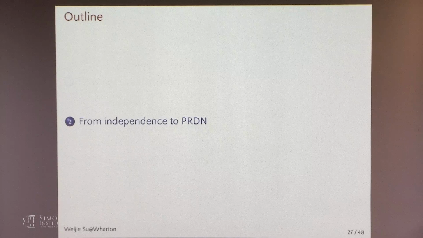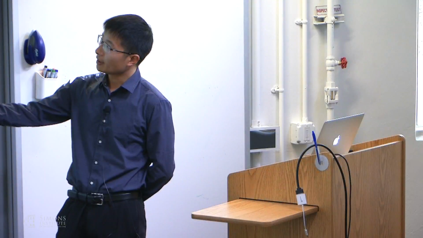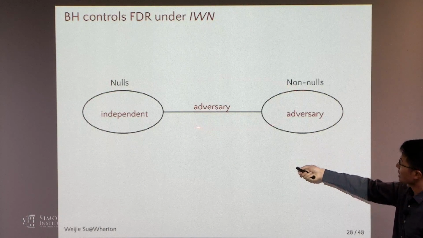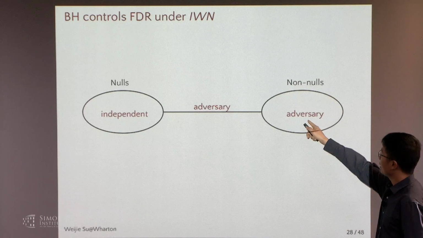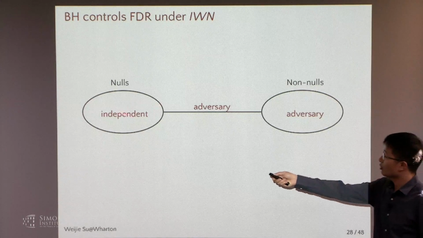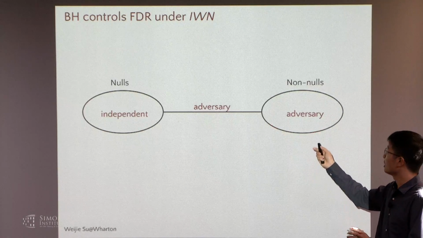So now let's go to the second part. What we have done so far is that if we are happy to lose a constant, then we control FDR in this case. As long as the nulls are independent of each other, and between nulls and non-nulls can be adversarial, and even within the non-nulls can be arbitrary and adversarial, in this case we control FDR. So it's robust to two things: the dependence between nulls and non-nulls, and the within-dependence of the non-null p-values.